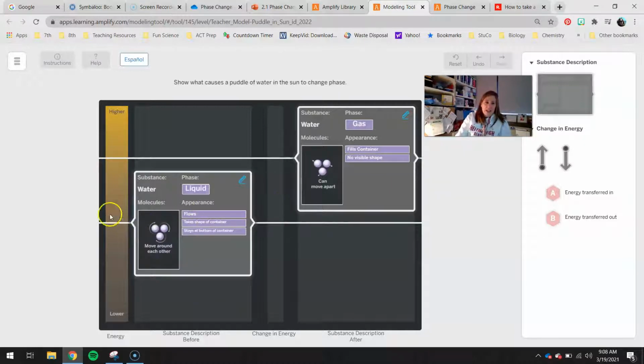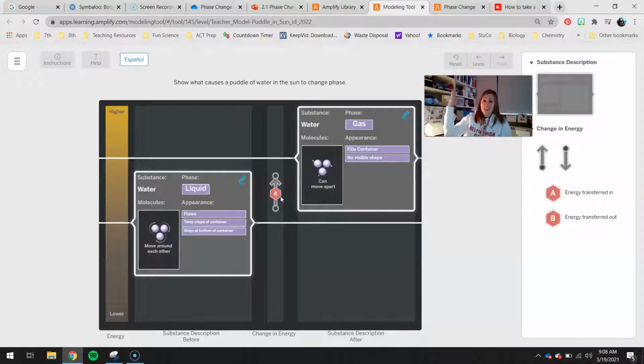Okay, so we obviously have water at a lower energy and our gas here at a higher energy. So that's going to indicate we moved up in our energy. So we're going to drag this guy out here. And then we're going to want to label this little red hexagon as either energy transferred in or energy transferred out. In this case, energy is being transferred in.